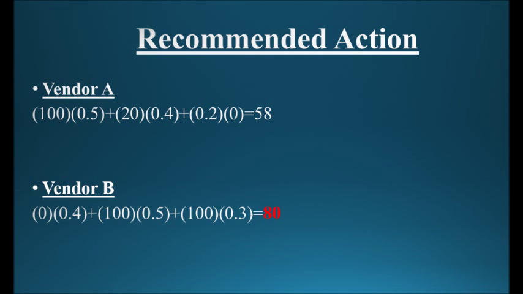The overall score is calculated by the weighted sum of each of the ratings. For example, vendor 1: 100 times 0.4 plus 20 times 0.4 plus 0.2 times 0 will give you a 58. As you can see, vendor 2 has a higher rating than vendor 1 and is recommended for selection.